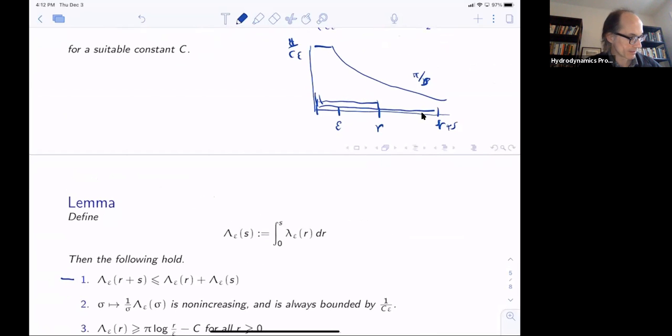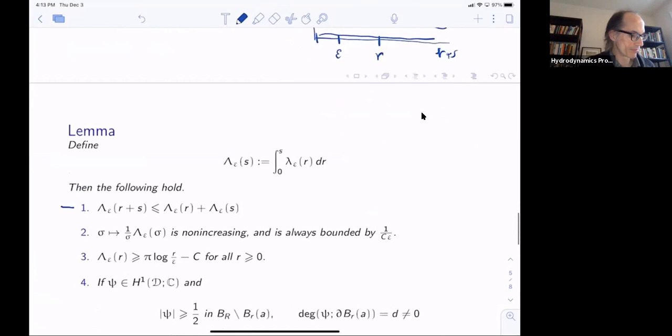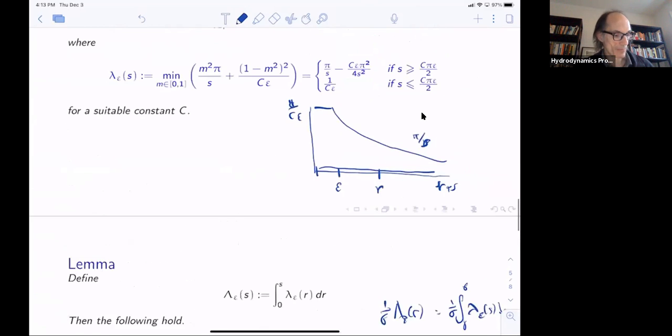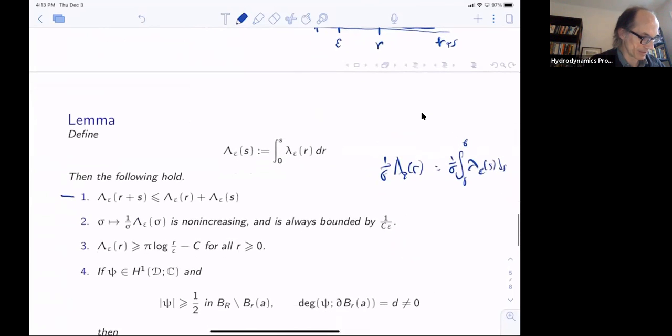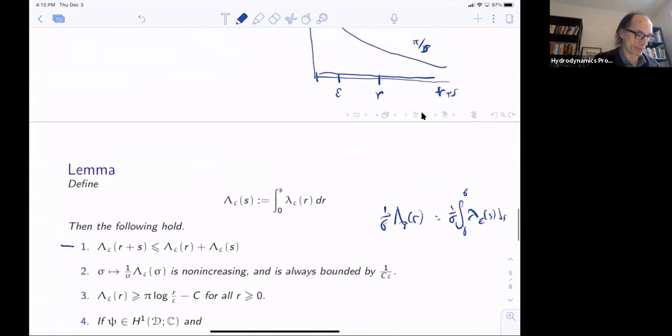Okay, next. If I look at the map that takes sigma to 1 over sigma times capital lambda of sigma, what is this? This is just the average of this lambda epsilon. Clearly, if I have a decreasing function and I average over a longer interval, I get a smaller number. So this is non-increasing, and it's also bounded by the alpha normal over C epsilon.